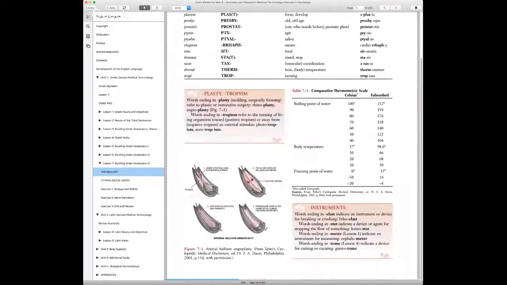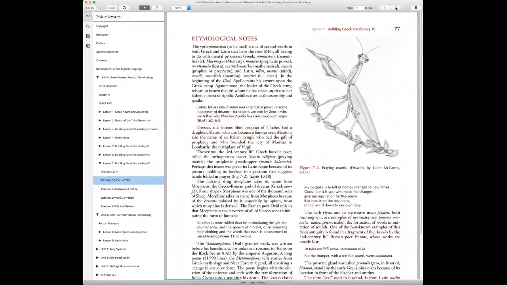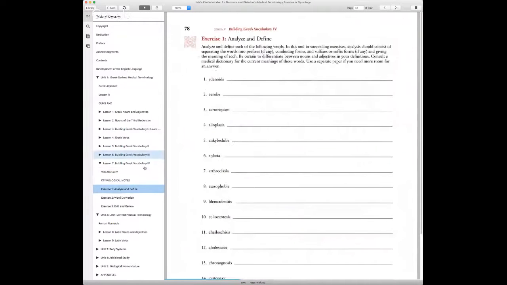Another note: this little box tells you some suffixes that are often used for instruments. Lithoclast, with clast; stat, as in hemostat; something that measures something, as in cephalometer; or tome, with something that cuts. So this ending, tome, is related to the compound suffix forms ectomy and tomy. Ectomy means a surgical procedure to cut out, and tomy means a surgical procedure involving an incision. And then the rest of the vocabulary is some vocabulary notes, which I think you can handle.